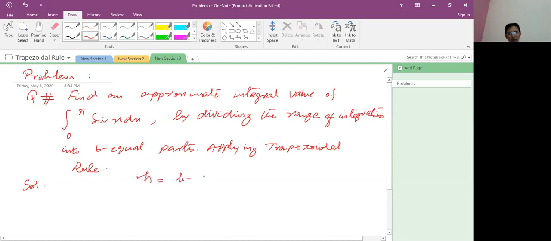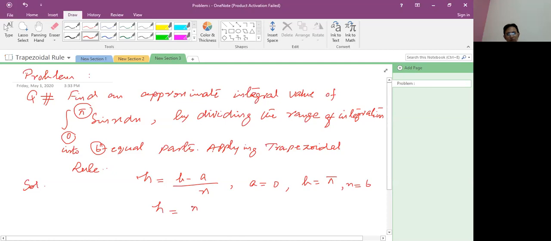h is equal to b minus a over n. What is b and what is a? Student, in the given integral, 0 is a and pi is b. Pi is a radian value. What is n? n is 6 equal parts. So we put here n equals 6 and find what is h.